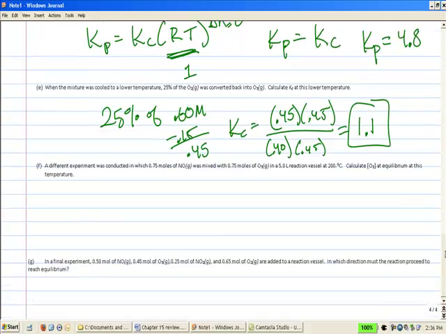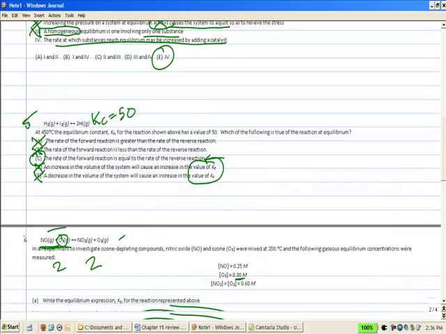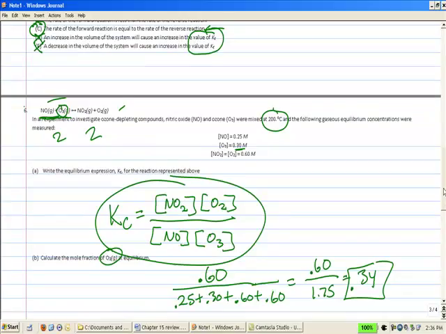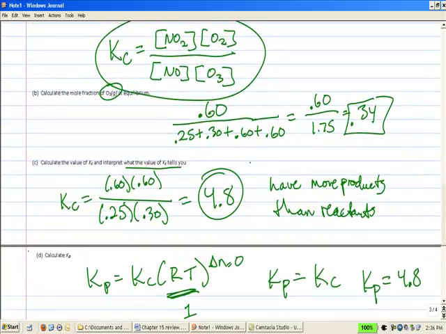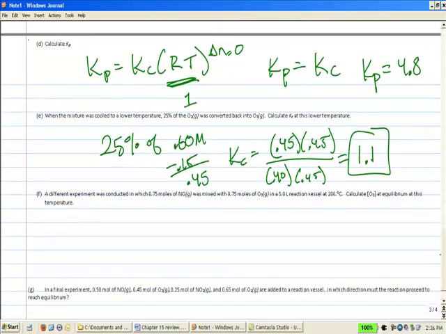Okay, and then F, a different experiment is conducted in which 0.75 moles of NO is mixed with 0.75 moles of O3 in a 5-liter container at 200 degrees Celsius. Now, how is that temperature-wise compared to our other one? The other one was also at 200 degrees Celsius, which is important because it means that our Kc value is the same. Remember, we learned that no matter what you start with, the value for the equilibrium constant is the same when you're still at the same temperature.